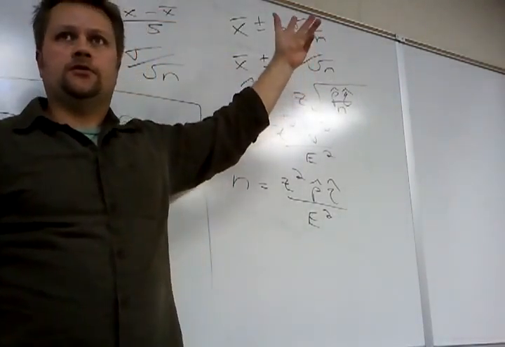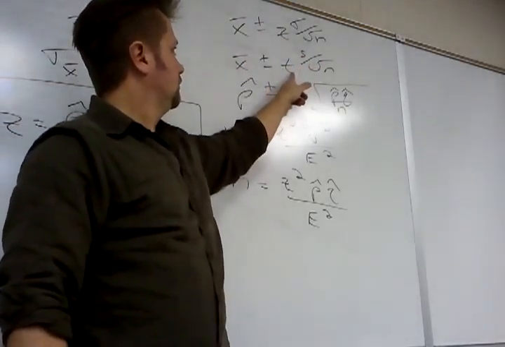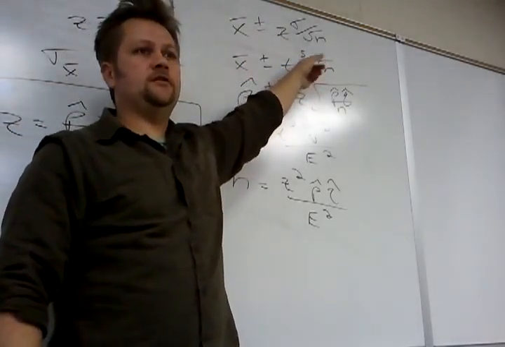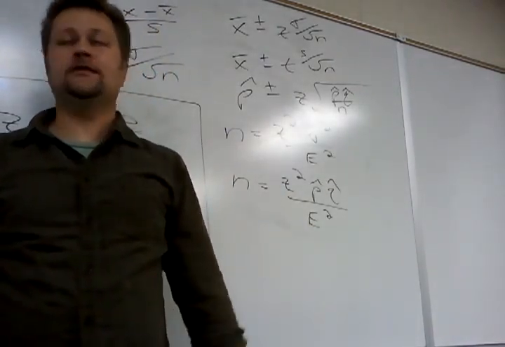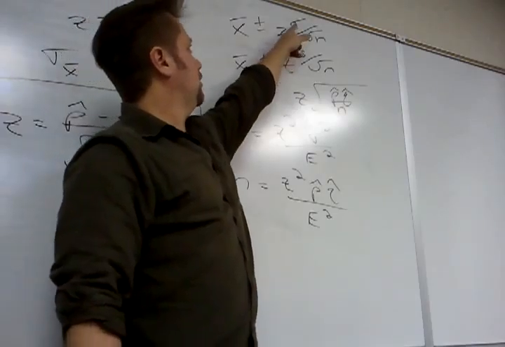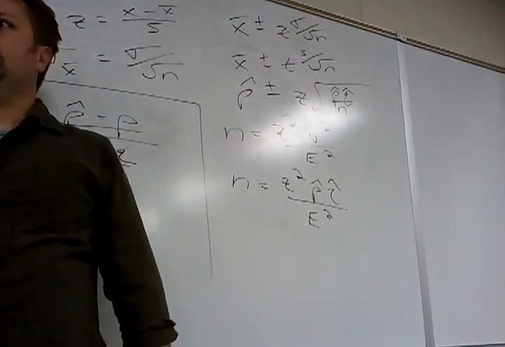When do I use t-scores? It's with a sample standard deviation. So if you forget that, I really can't feel too bad for you. It's right there. I use a Z when I know this. I use a T when I know that. Bam. End of story. Right?